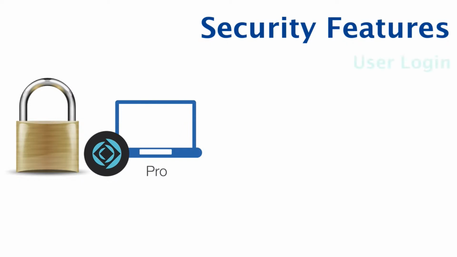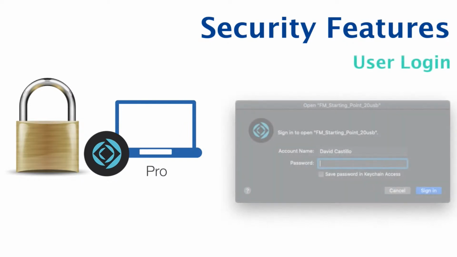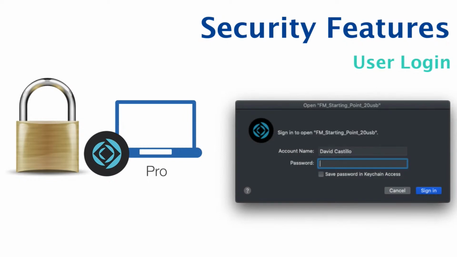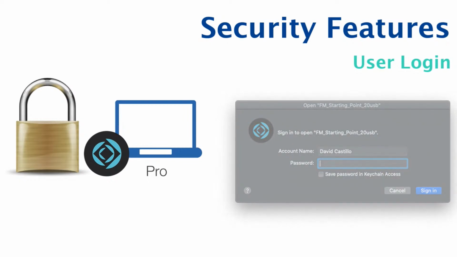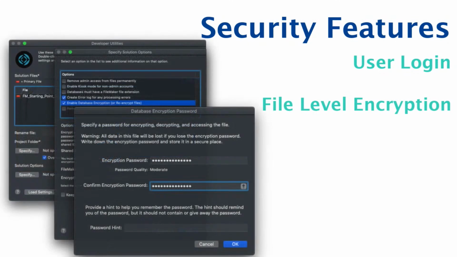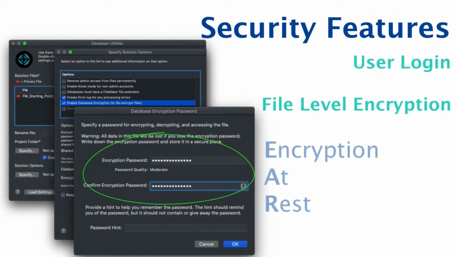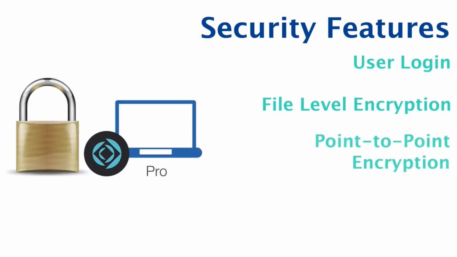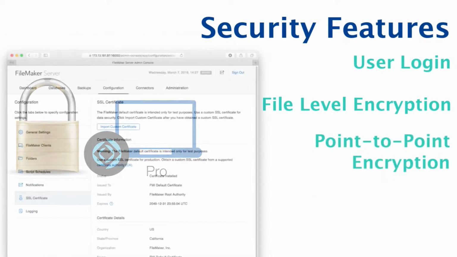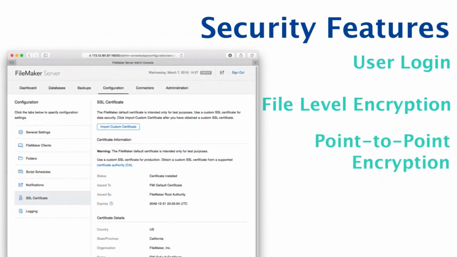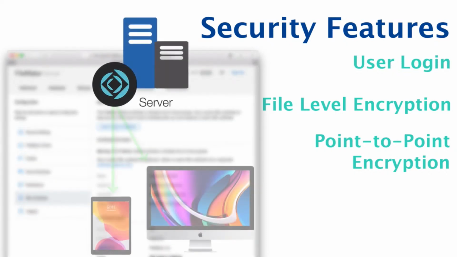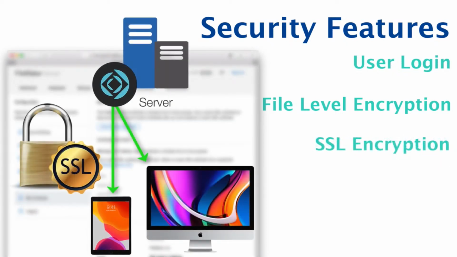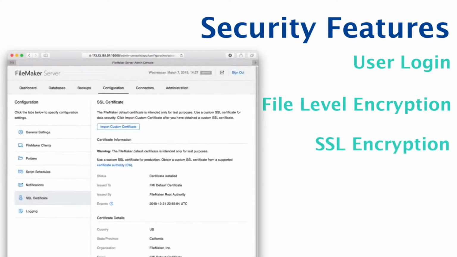There's the individual user login, which is how FileMaker can determine if the user is allowed to even log onto a file. There's actually file level encryption, which is called EAR, or encryption at rest. There's also network encryption, which is the point-to-point encryption between the server and a client, also known as SSL, right? So a lot of you have heard of SSL encryption or an SSL certificate.